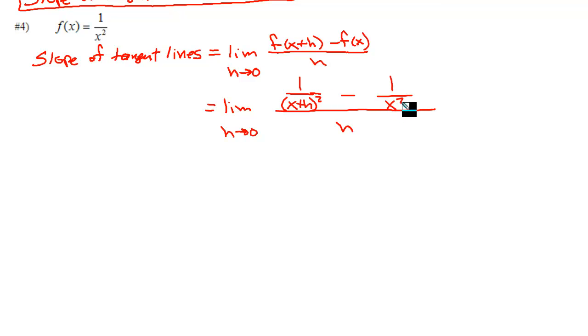Subtract from that the original function. Our original function is 1 over x squared. Notice I didn't use brackets here. I could, I don't need to. A fraction is a grouping symbol. So they have two completely different things here.